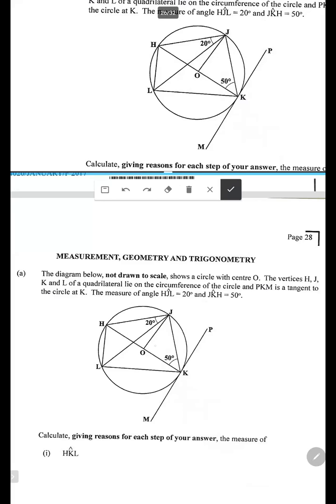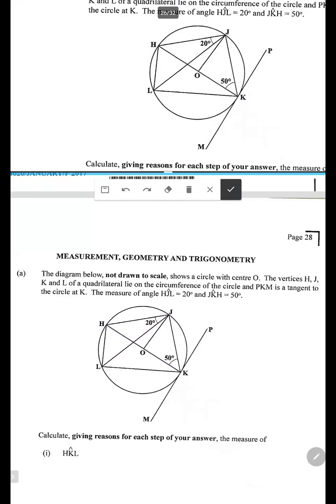Angle HKL. That's this angle down here. All right. What can we do? This angle is subtended by this chord right here that we want. The same chord is subtending this angle up here, which is 20. So it means that this angle equals 20. That's the same segment rule.